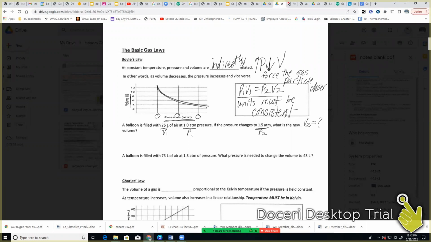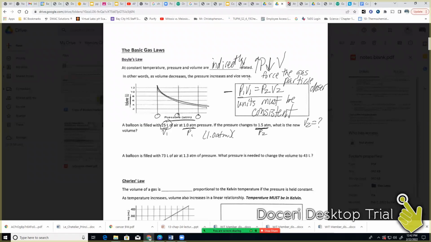So my pressure is going from 1 atmosphere and it's increasing to 1.5 atmospheres. So when I solve, should my V2 be larger or smaller than 25 liters? Yeah, it should be smaller, right? Because I'm increasing my pressure. And that's just a little quick check you could do to make sure you didn't set anything up incorrectly. All right, we're going to use my formula here. So now I have everything. I'm just going to start filling it in. P1 is 1 atmosphere.